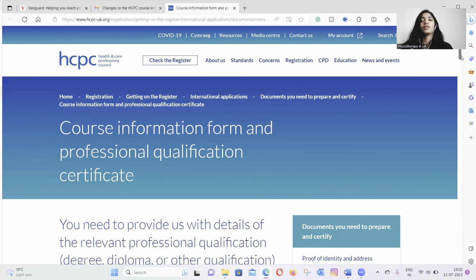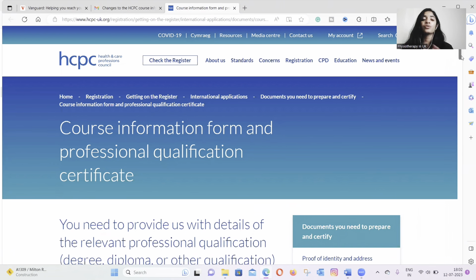So here we are on the actual page where you will find the course information form. Now, for those of you who are confused about where you are going to find this form, I'm going to leave the link for this in the description box below, just so that you know where you're going to find your HCPC application and the updated course information form.